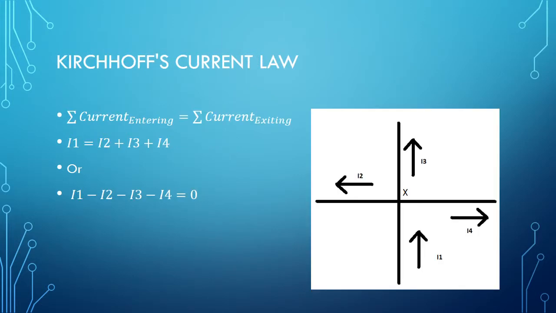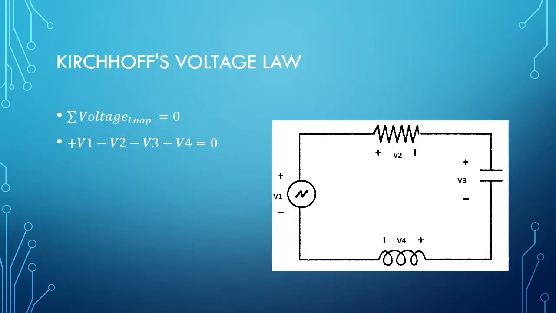Kirchhoff's current law is illustrated in the figure in the relationship here. The current I1 is flowing into the junction X. In order to satisfy Kirchhoff's current law, I2, I3, and I4 must add together to equal I1.